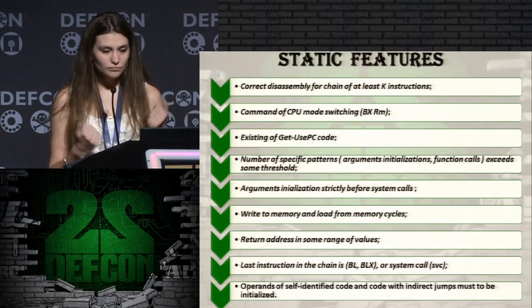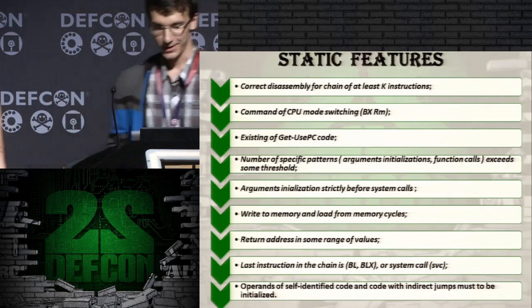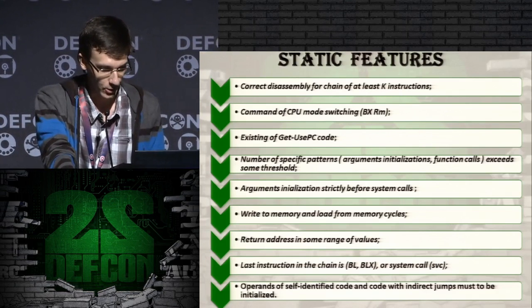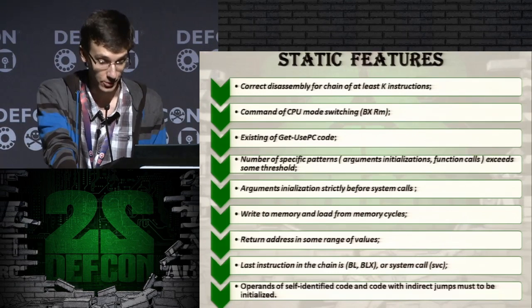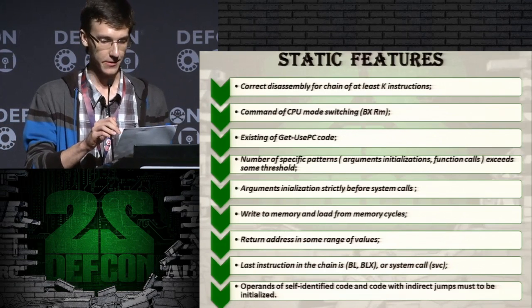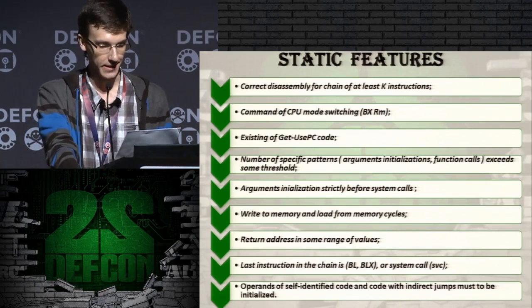Here is the list of static features. Here's the list of shellcode features which could mark the shellcode in incoming traffic. Half of these features came from x86 shellcodes, and the remaining ones are the ARM shellcode features. We will run through this list of features and then check them on examples of real shellcodes.